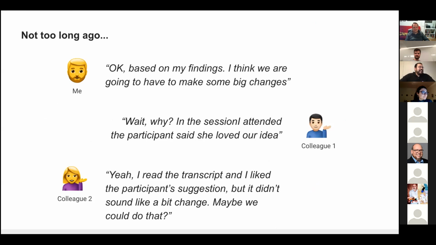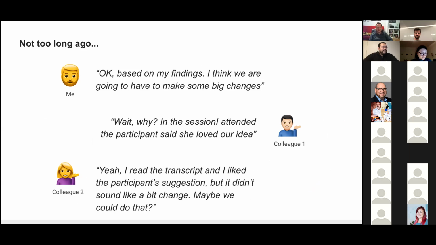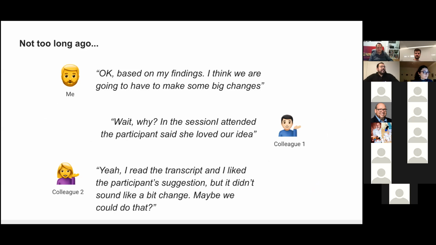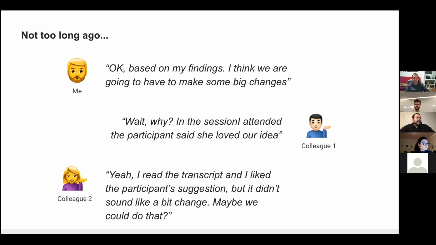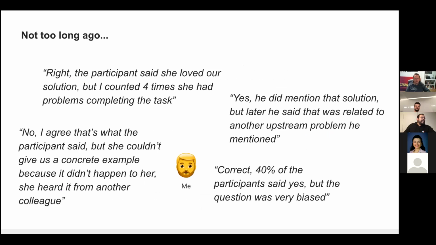One of my colleagues who attended one of the sessions says, wait, I remember very clearly at the end, the participants said they love our idea. Another colleague who looked through my transcripts said, yeah, I read some of them, and I saw there are some good suggestions, maybe some that would be easy to implement. So maybe we can take some of those and just do that really fast. To which I had to go back and explain why that was not the case and why it wasn't so straightforward. And that's obviously not a great position to be in.